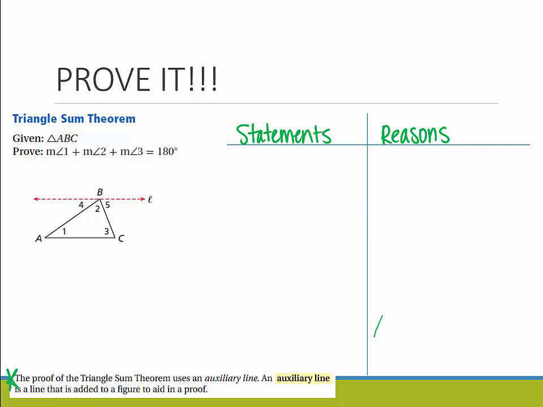And let's start with triangle ABC, and that's given to us. And then we have to talk about this auxiliary line. And this auxiliary line L, we're going to draw parallel to AC. So draw line L parallel to AC. And the reason we can do this is because of the parallel postulate.